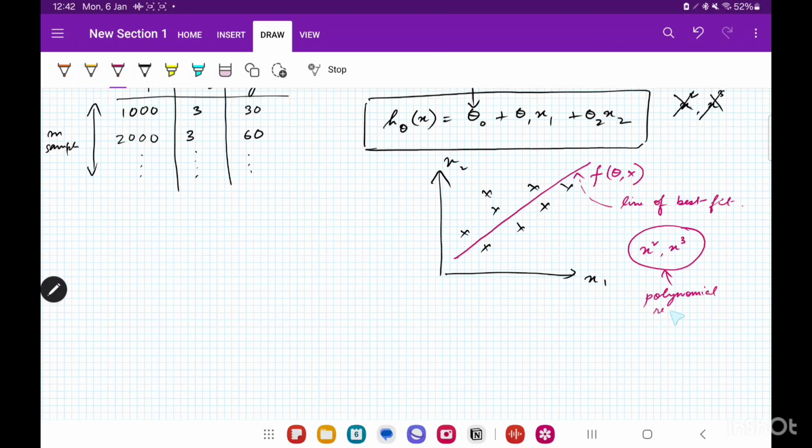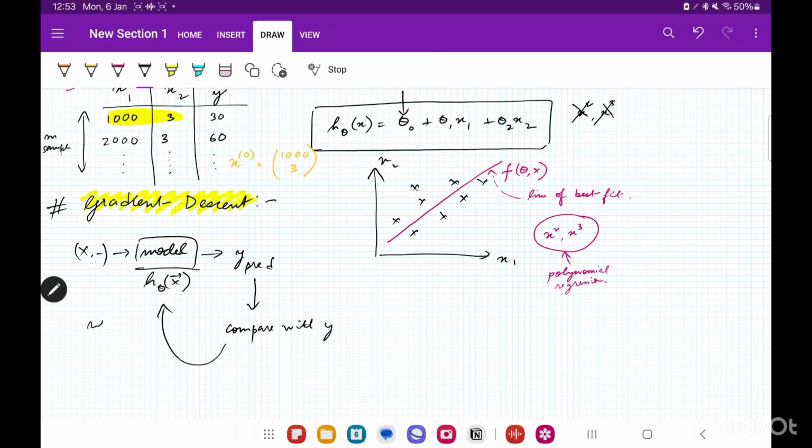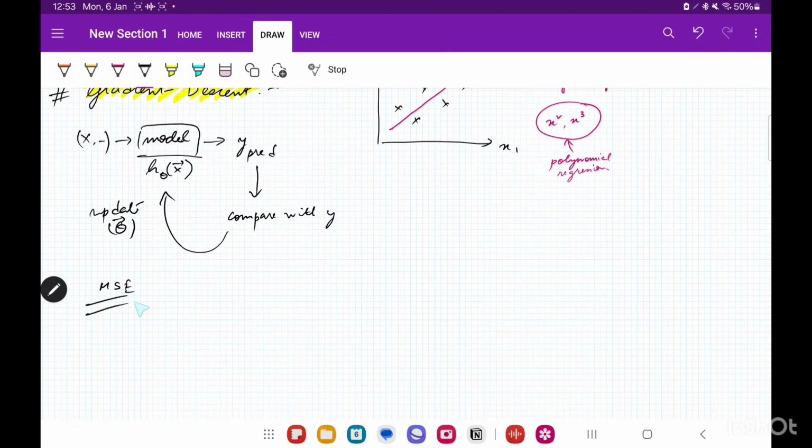So now we have our hypothesis, but how do we optimize the weights, theta_1 and theta_2, to get the best fit? We need some updation algorithm, right? So this is where gradient descent comes in. Gradient descent is an iterative optimization algorithm that adjusts the parameters to minimize the error between our predictions and the actual data points. To measure this error, we use a loss function. In this case, we are using mean squared error.